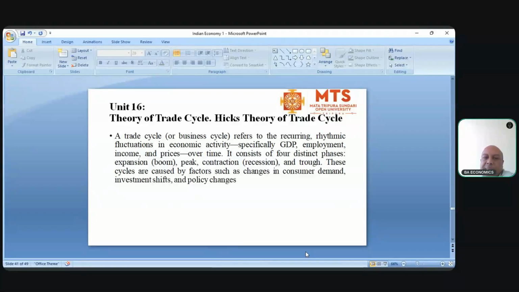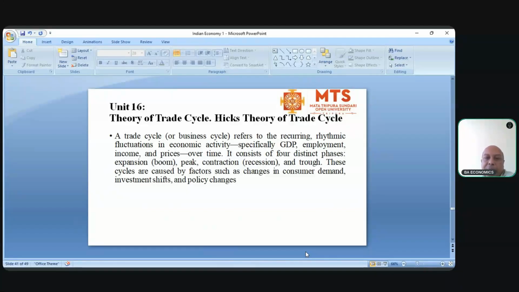So trade cycle indicates that economic condition, business condition, or business environment in any economy is not rigid. Business condition in any country or society is always changing. Sometimes there is a good business condition in the country or society, and sometimes there is a weaker business environment or condition in the society or country. So it is known as a business cycle. It means a changing business cycle, changing business condition in the society or country.